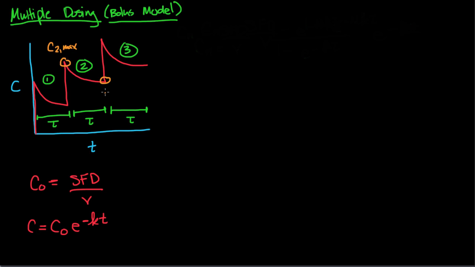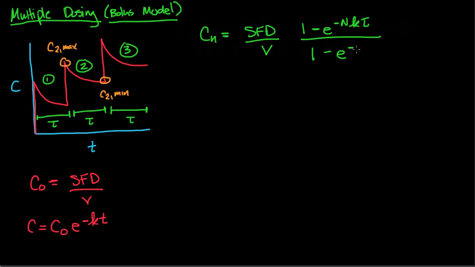Thankfully on the final we are getting an equation sheet, and the most important equation you're going to use for multiple dosing is Cn equals SFD over V times 1 minus e to the negative nk tau, divided by 1 minus e to the negative k tau. The only variable that's unfamiliar in this ratio is n, and n is just, are you dealing with the first dose, second dose, or third dose?